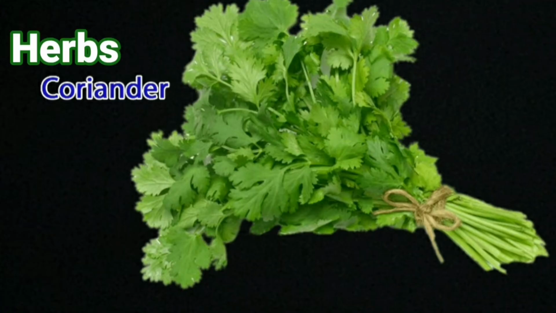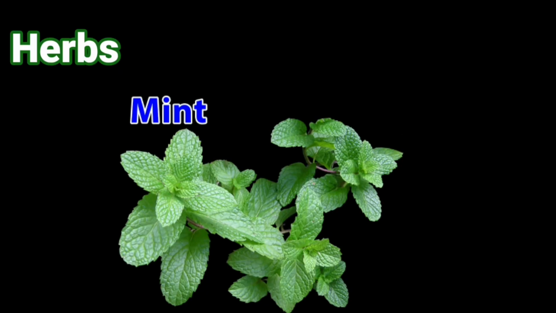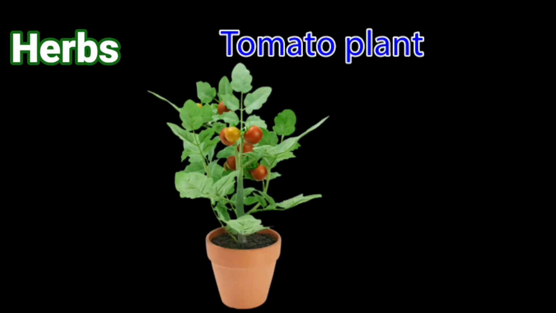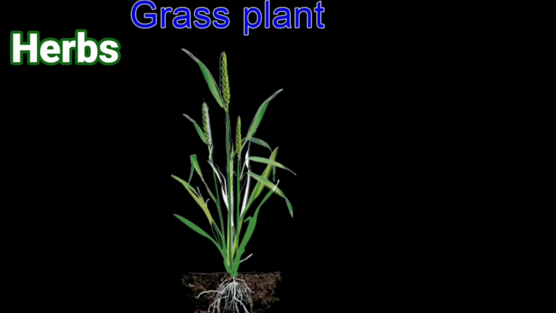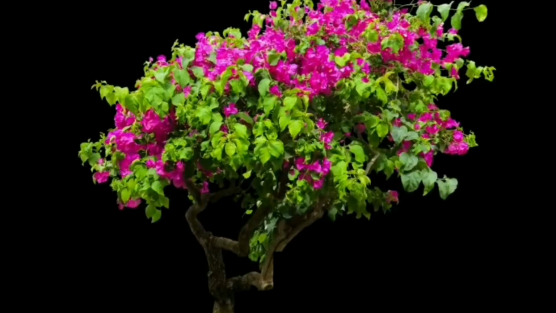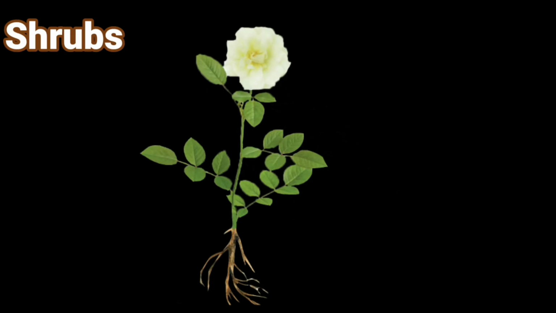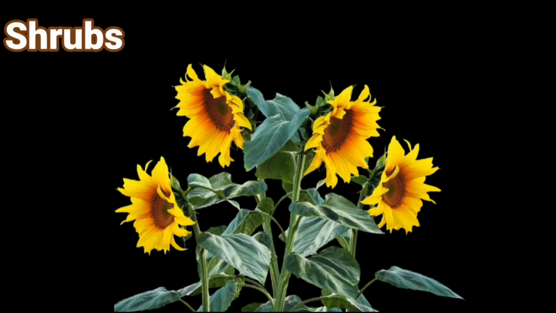Plants with green and tender stems are called herbs. They are usually short and may not have many branches. For example, tomato plant, grass, etc. Some plants have the stem branching out near the base. The stem is hard but not very thick. Such plants are called shrubs. For example, rose, sunflower, etc.